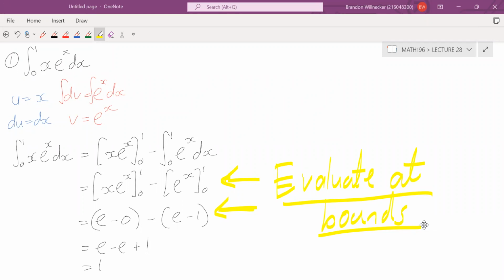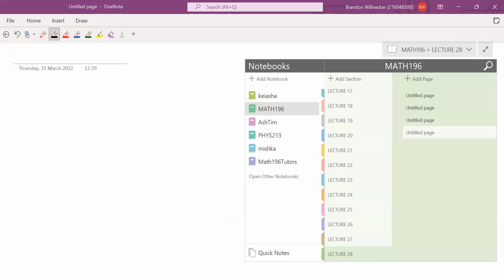Any questions about this one? Okay, so not too bad. Just one more extra step that you need to add onto the list. Okay, let's try example number 2.